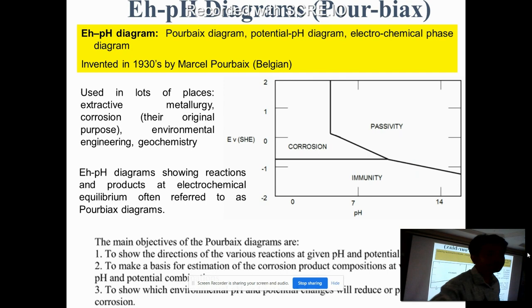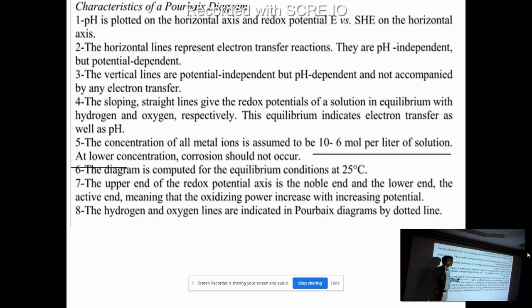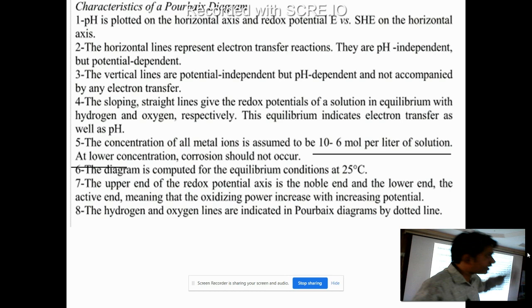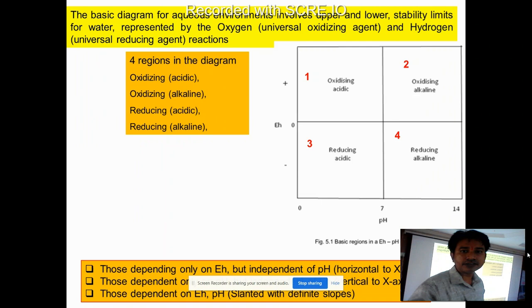The sloping lines I have given. Now all the concentrations of the metal ions are assumed to be 10 power minus 6. Temperature is 25 degrees, fixed. So with those conditions, these diagrams will be developed. Now this is a text. You can go through it because I have already discussed this text. Now we look at the regions.